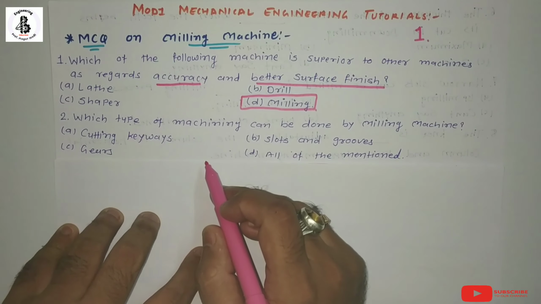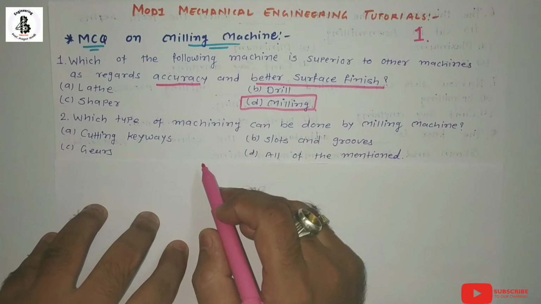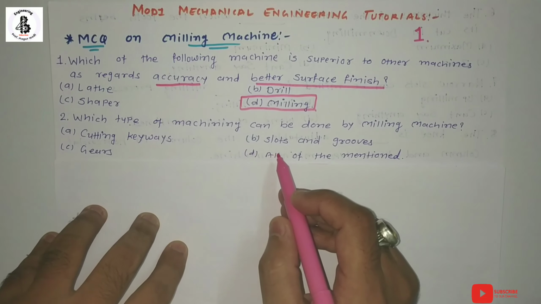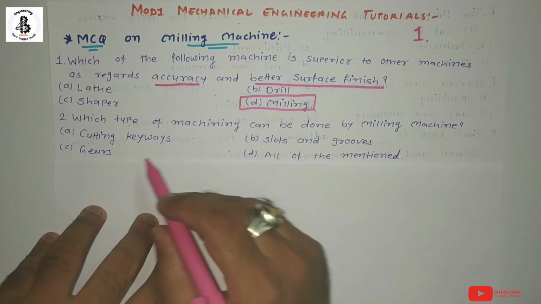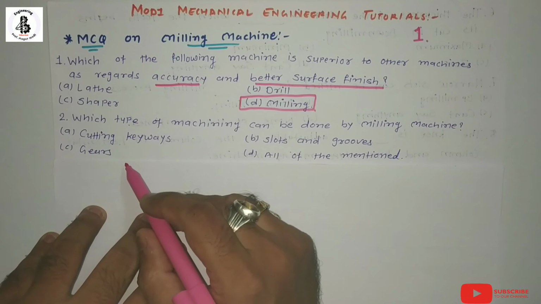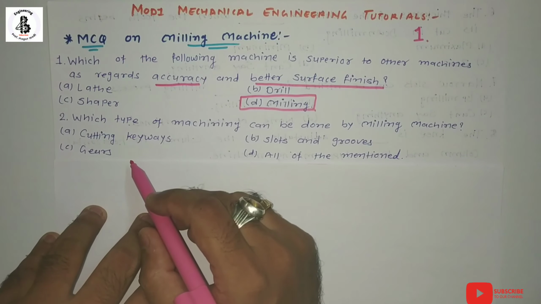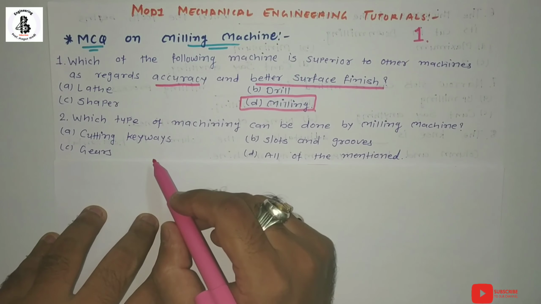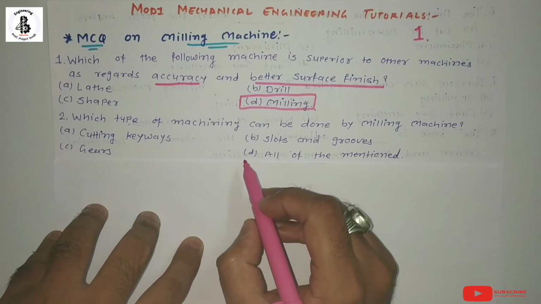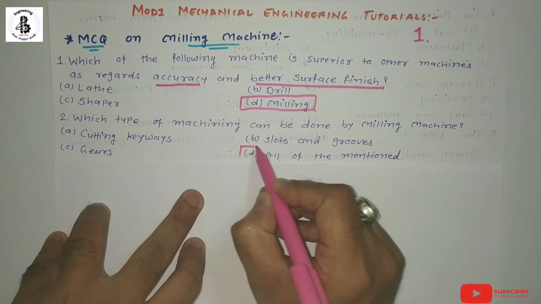So by the application of milling machines you can make cutting keyways as well as slots and grooves, and you can also make gears with the help of some indexing mechanisms. So all the three A, B and C are possible. So according to the given options, the right answer is option D.